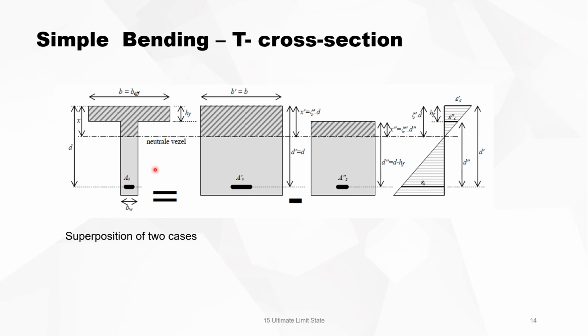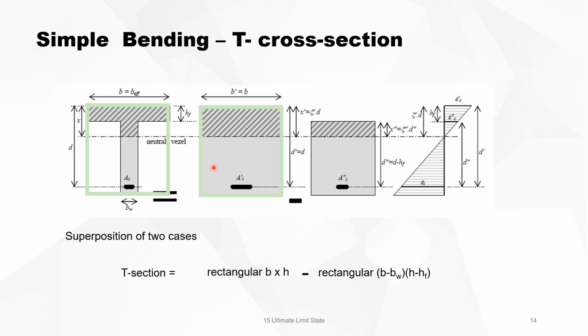We take the superposition of two cases. The first one, the T-section, equals the rectangular section B times H. This is the total section B times H, which is this one. And we subtract, because we have too much. We don't have this material here. So especially this plays a role. This material plays no role at all. But this material plays a role.